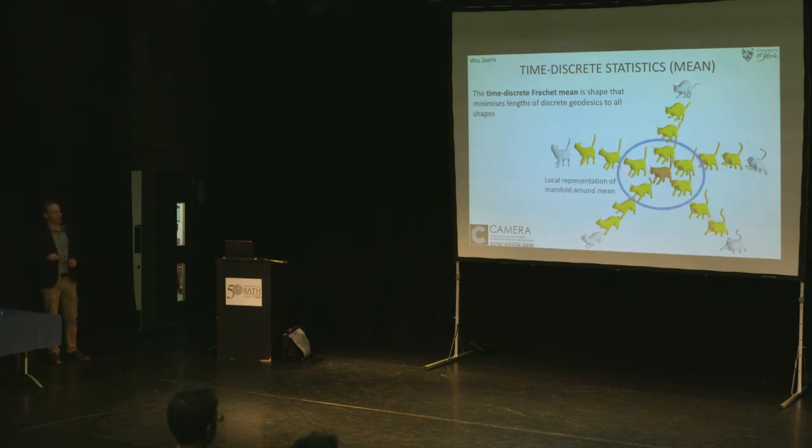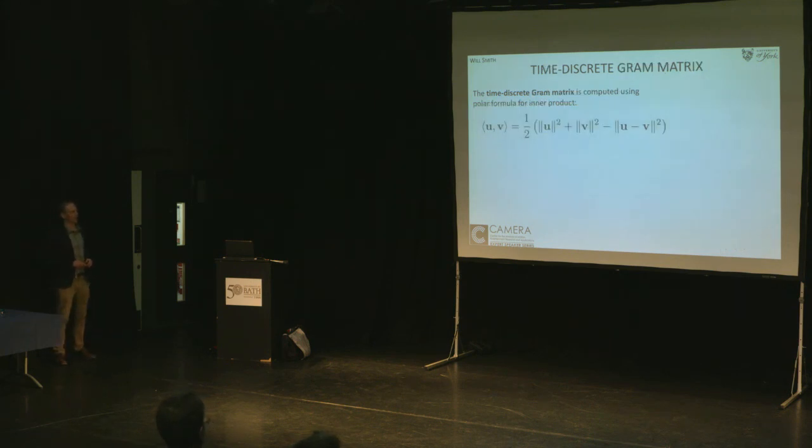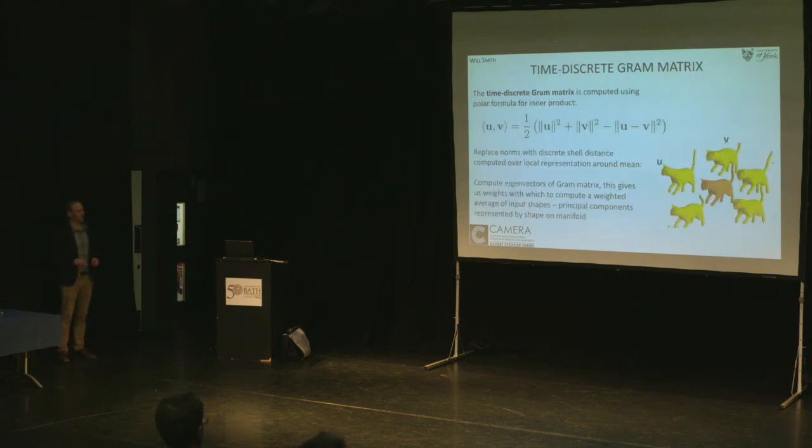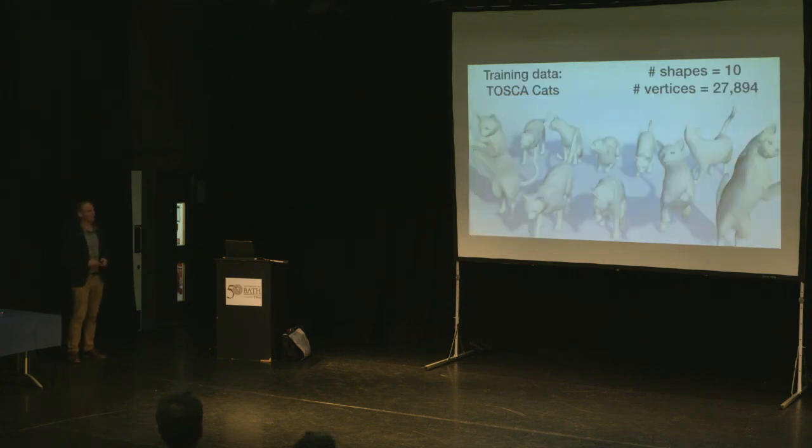Then what this gives us is a local representation of the manifold around the mean, and we know that our distance measure works over small distances, so this is where we do our statistical analysis. I think I'll skip this. There's a trick for how you can do the inner product with only a distance measure.